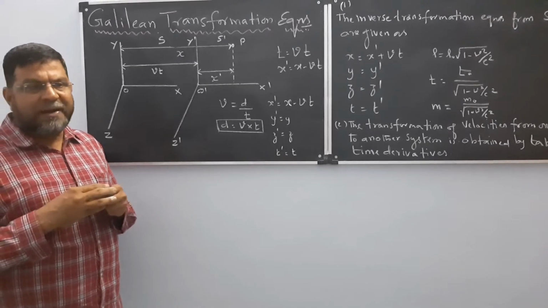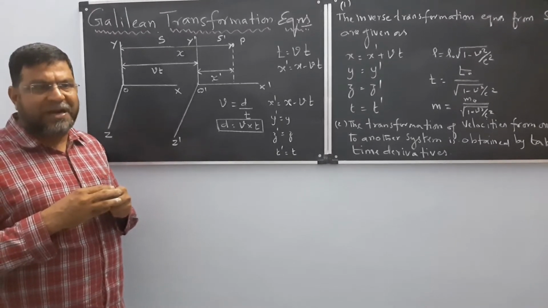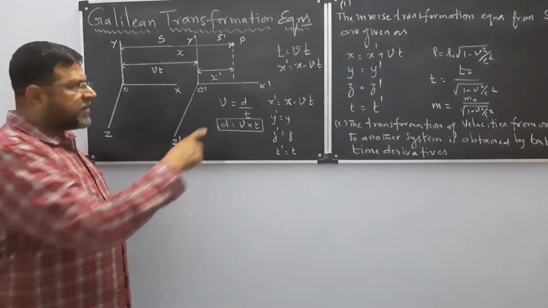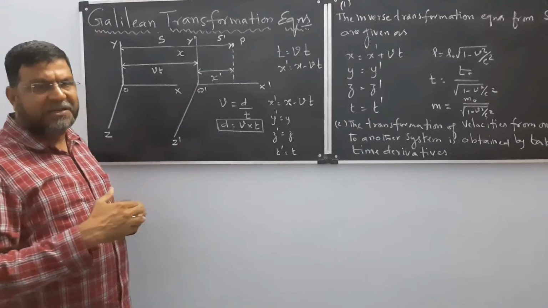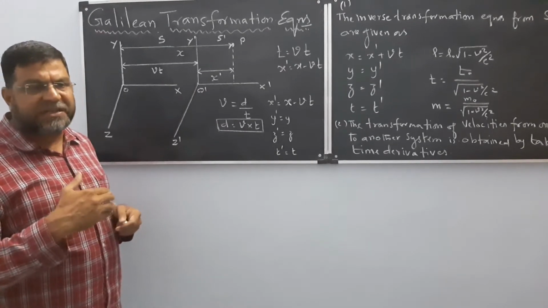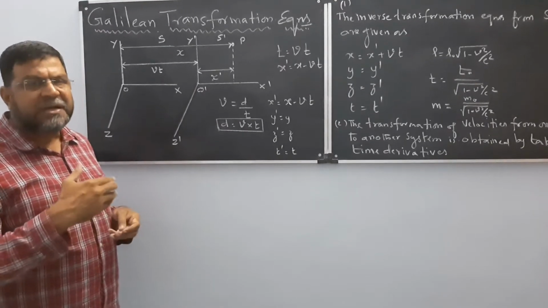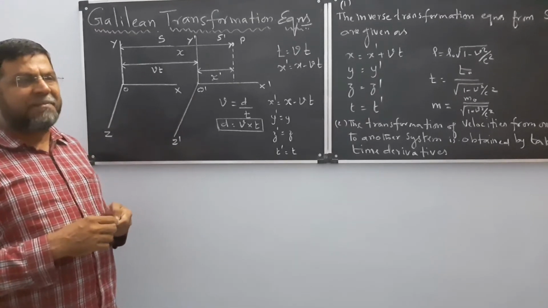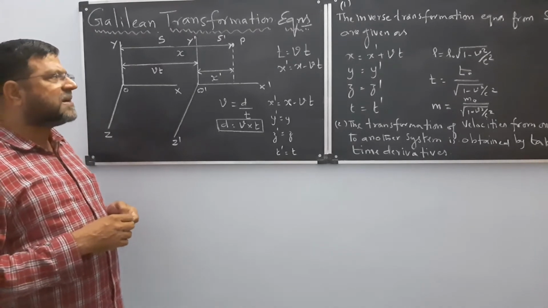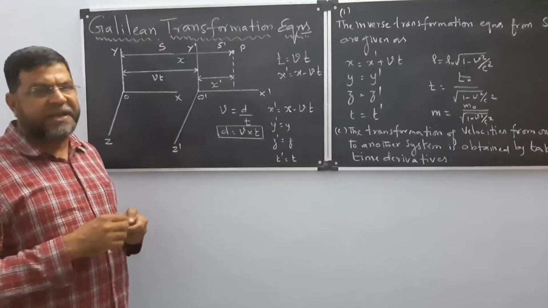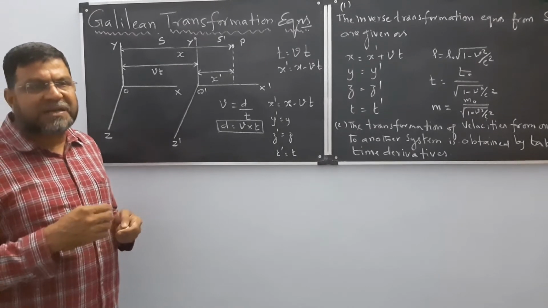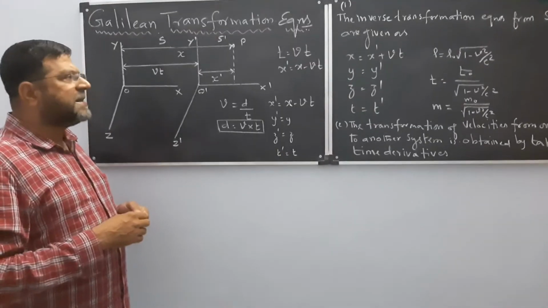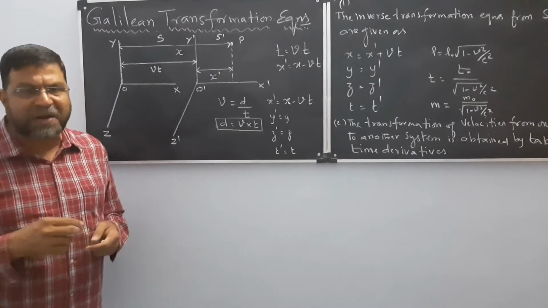Second point, when the frame S dash is moving relative to S, there will be variation in distance. So it is moving with a distance X dash. Now there will be a change in velocity and change in distance. Therefore, the distance covered by the second frame in time t is nothing but Vt. Therefore, the new distance will be x dash is equal to x minus Vt.